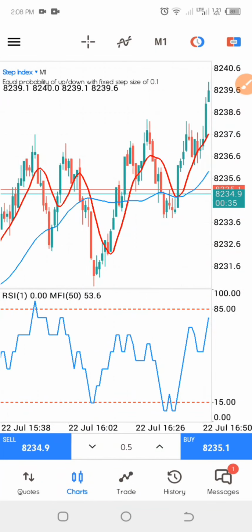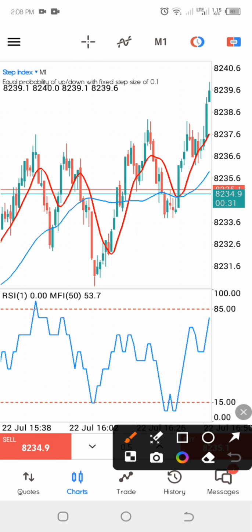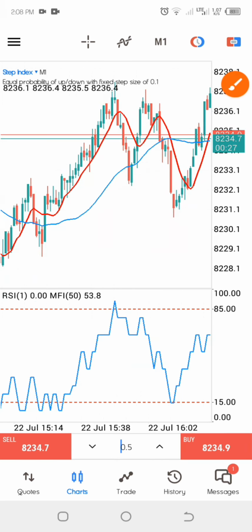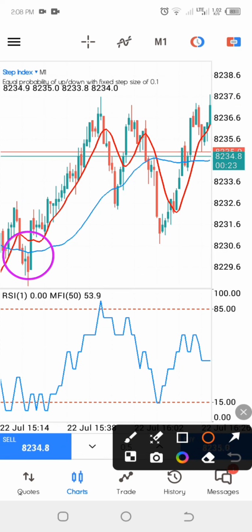Let's talk about a buy trade now. This is a buy trade right here, and it's a clean example. What we want to do is first look for where the price breaks the moving average. This is where it breaks the moving average right here. Once we see this, the next thing we have to do is look into our main chart and look for a trade.